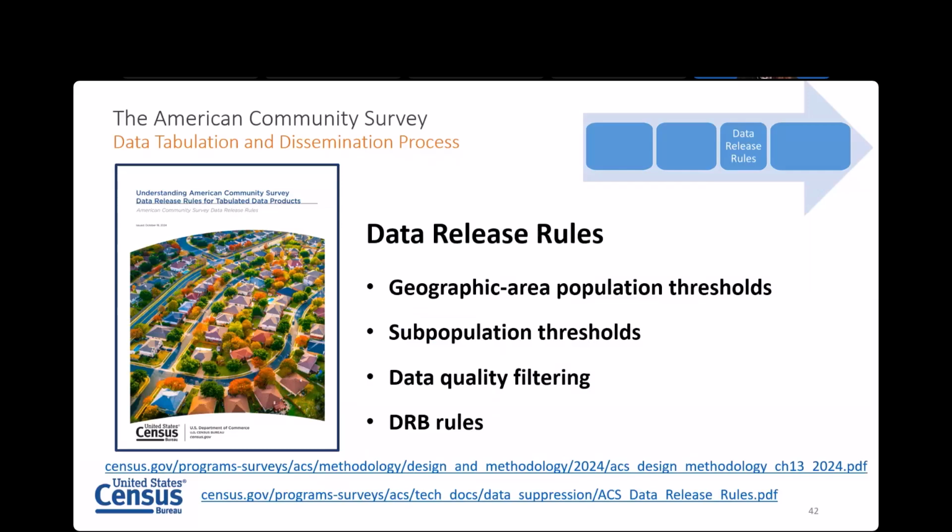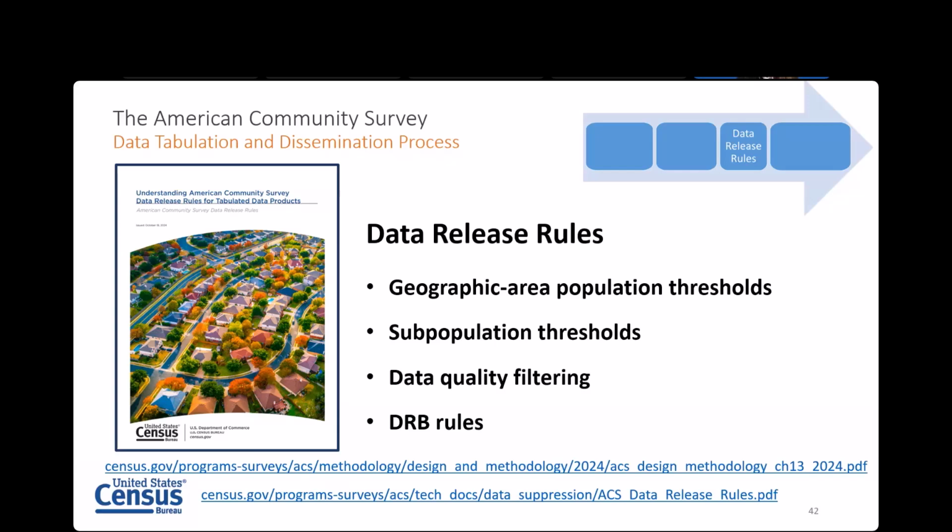Now that the data products have been tabulated, it is time for one final check in the data product creation to ensure information about individual respondents is protected and the estimates that do not meet the statistical standards are not published. The data release rules focus primarily on geographic area population thresholds, subpopulation size, and data quality filtering requirements.